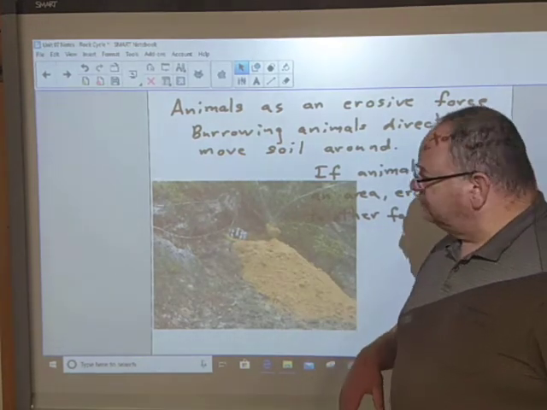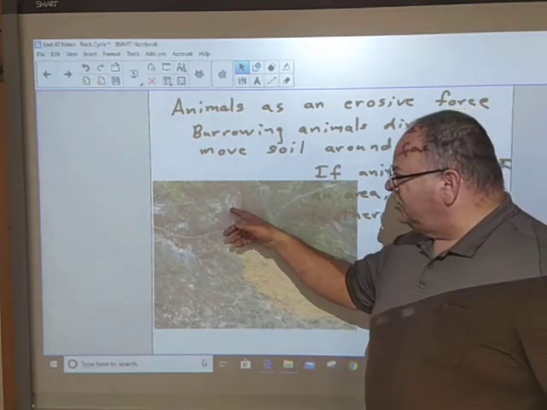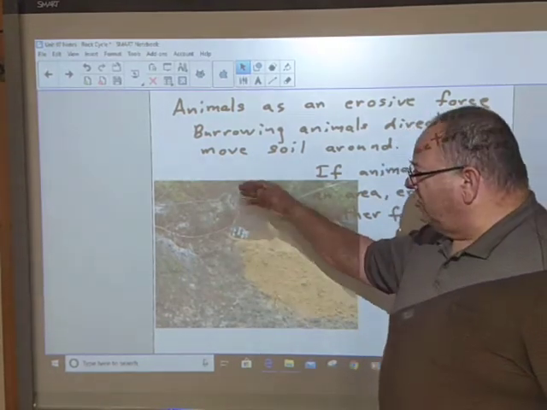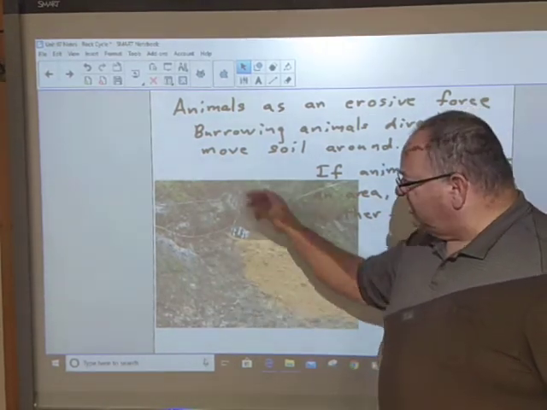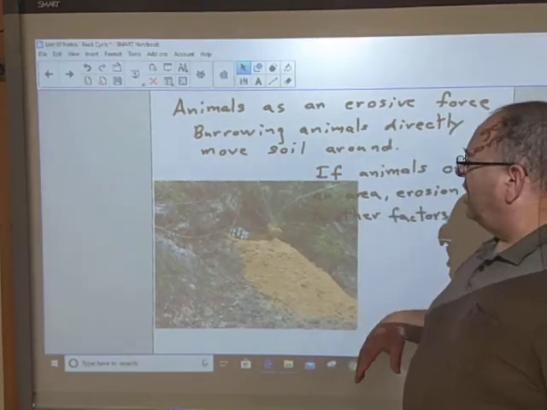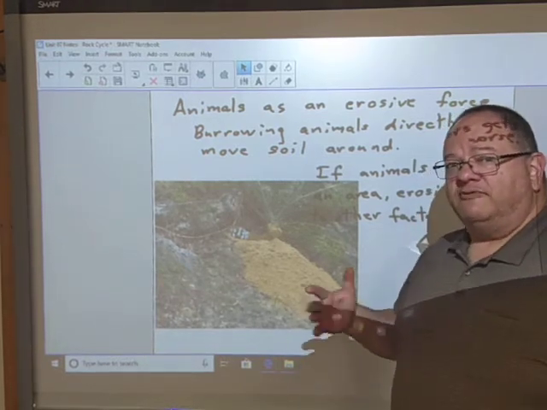Now, someday, he or she is going to move out, and there's going to be this hole left behind, and it may get used and reused many, many times. But you can imagine, too, that some of the stuff that's above that hole over time is going to fall into the hole, so it's falling downhill. So animals, burrowing animals in particular, sometimes move soil around, and they help this process of erosion.